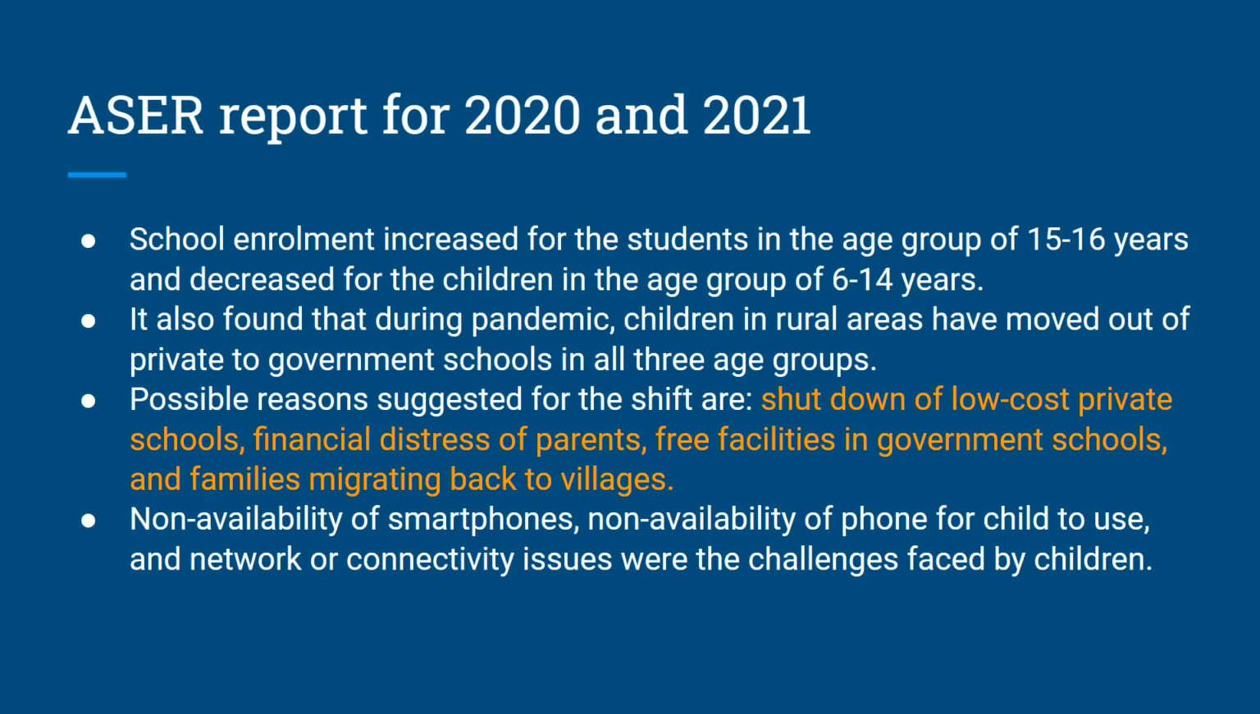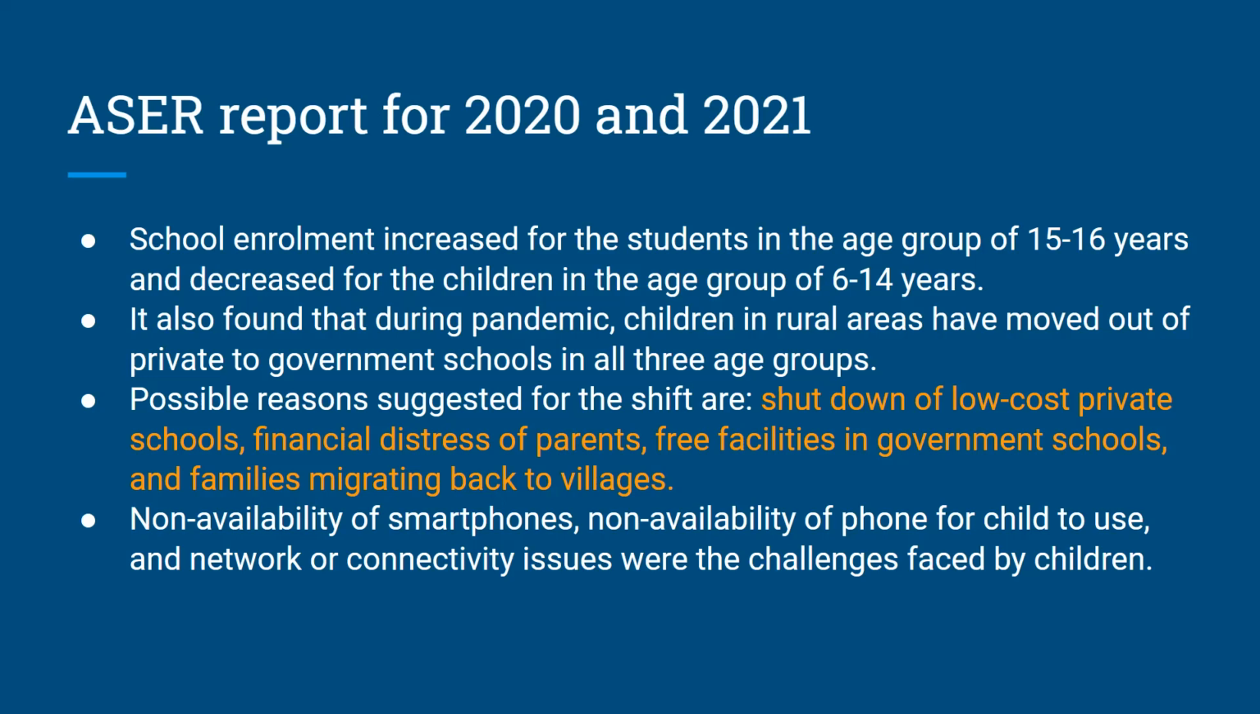The important reasons for this are the shutdown of low-cost private schools. So the private schools have become costly for many of the families. Secondly, financial distress of parents. Because of COVID, many people have lost their job. So because of that also, the students would have gone from private to government schools. Free facilities in government schools and families migrating back to villages. Because of all these reasons, the children in rural areas have moved out of private to government schools.